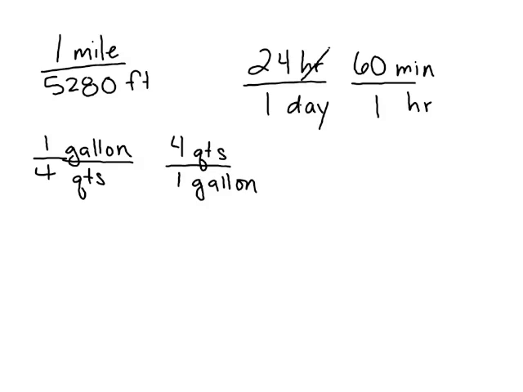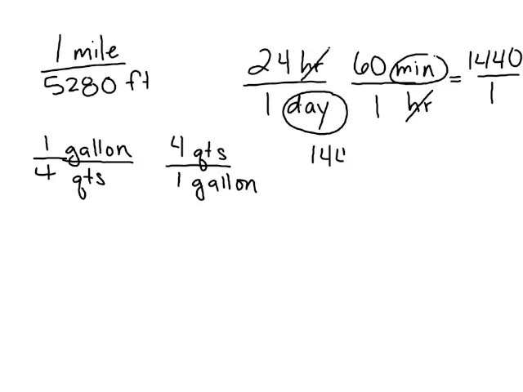Okay, so my hours cancel. What am I left with? 24 times 60, which is? Use our calculator. You're going to use it a lot today. 1440 over what? What's 1 times 1? 1. So what are the units I was left with? 1440 minutes is equivalent to 1 day. So I would have 1440 minutes in a day. See how my hours canceled out?